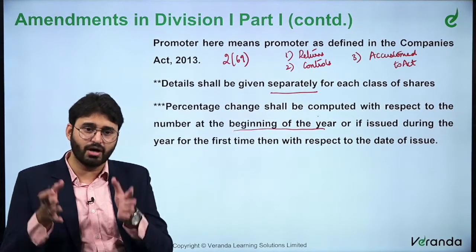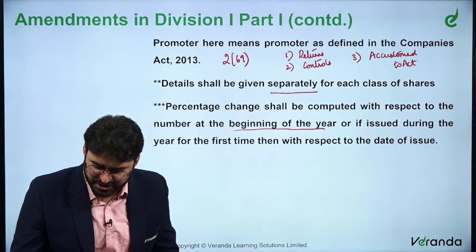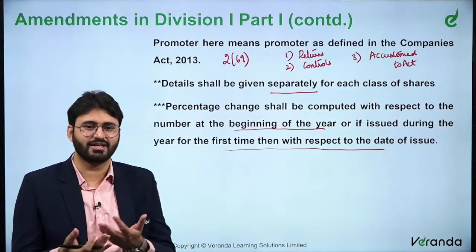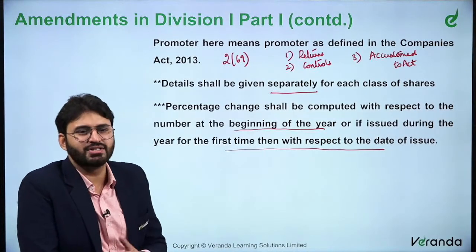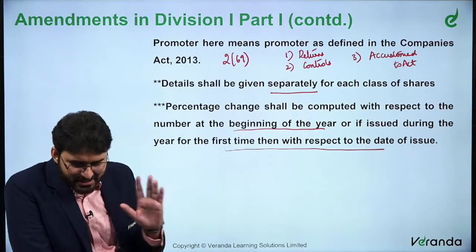Sir, the company is formed now only, the first year of operation. Then at the first time when the shares were issued. So that's more on the calculation part, which is not very relevant, but still it is there. So this is on the promoter shareholding. I hope this is very clear.